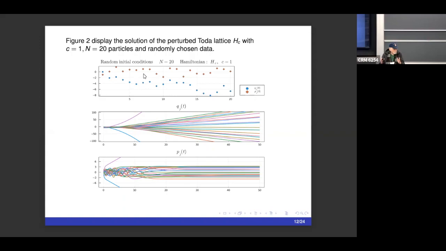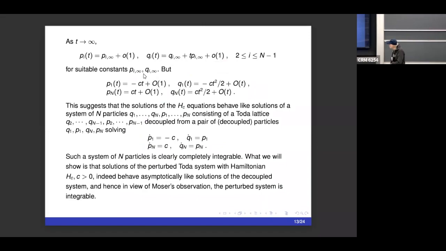Again, if you look at the momenta, the momentum of the first and last particle grow linearly, but for the rest of the particles they're eventually constant. So this really looks a lot like the open case, except particles 1 and n are running away from you. To summarize those pictures, the particles from 2 to n minus 1 behave very much like the open lattice, whereas the first and the last move quadratically. This suggests that solutions of H_C, when C is positive, behave like solutions of a system of n particles consisting of a Toda lattice in the middle, particles 2 up to n minus 1, decoupled from a pair of decoupled particles, just solving this very simple system in the middle.